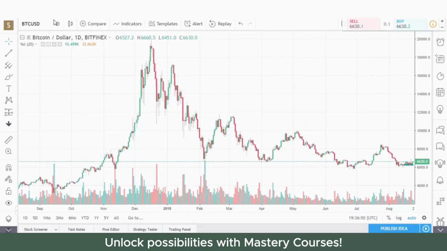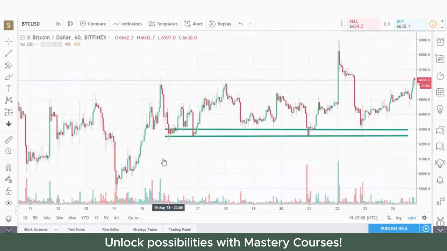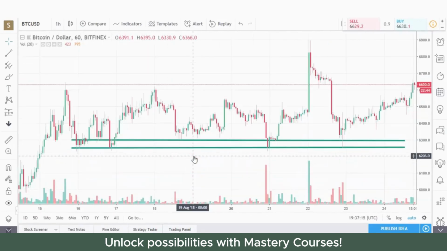Now I'm going to zoom in to an hourly chart, and I've already drawn an hourly support level here between 6250 and 6300. I'm going to back out one level. So if we were going to trade the stock long with the idea that it's at a support level, we'd want to make a purchase somewhere in the 6250 to 6300 level when the stock comes back down.